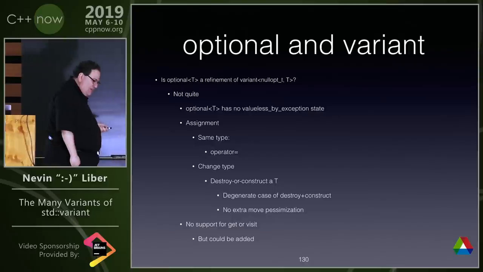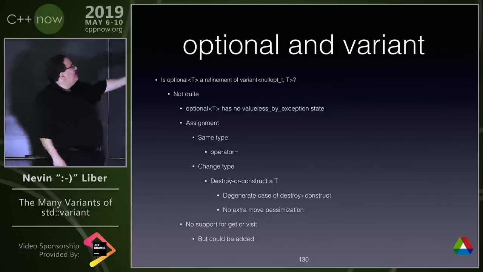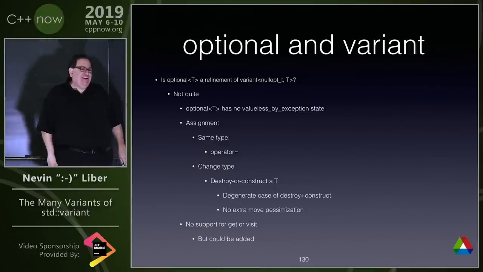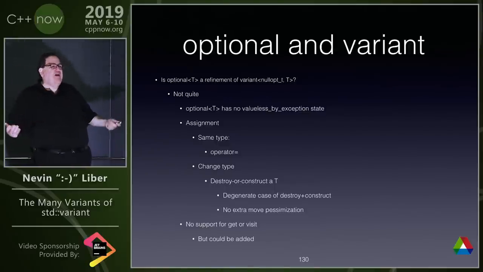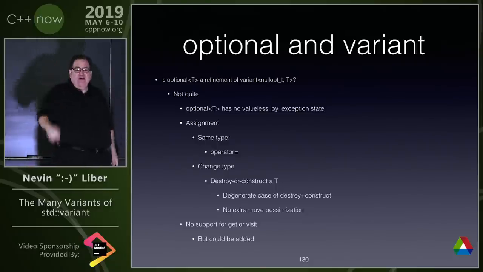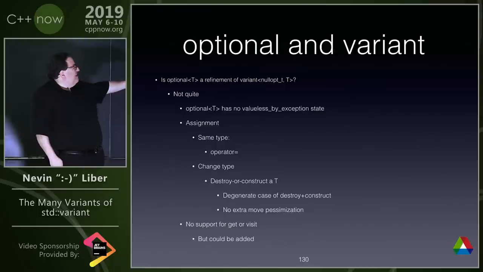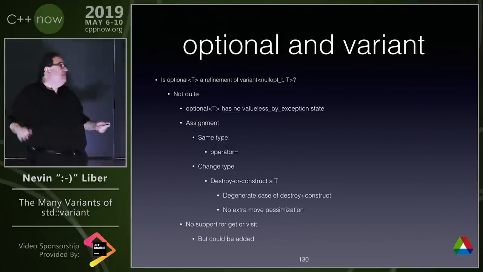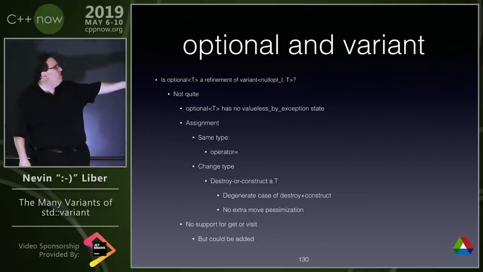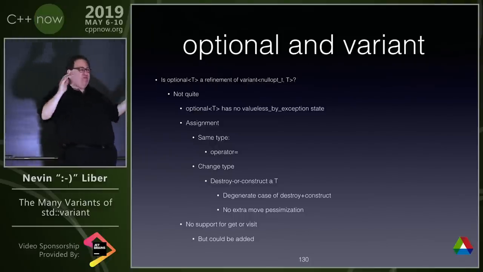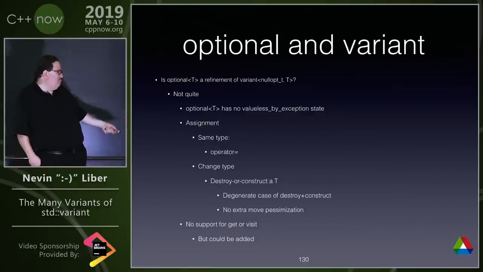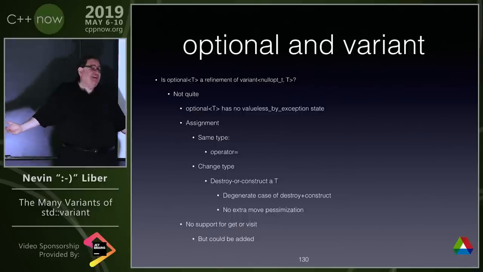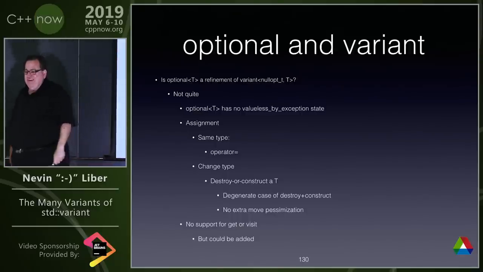So way back, 100 slides ago, I said, is optional a refinement of variant of nullopt_t, T, right? It should be kind of a superset, but with easier operations because we're more limiting, as we allow only one type. Well, no, we didn't get there. Optional, and I think it's good, does not have a valueless-by-exception state. Basically, it goes into the nullopt_t state if an exception is thrown in one of these weird cases. And there's currently no support for getter visitation, but there's no reason we can't add it.